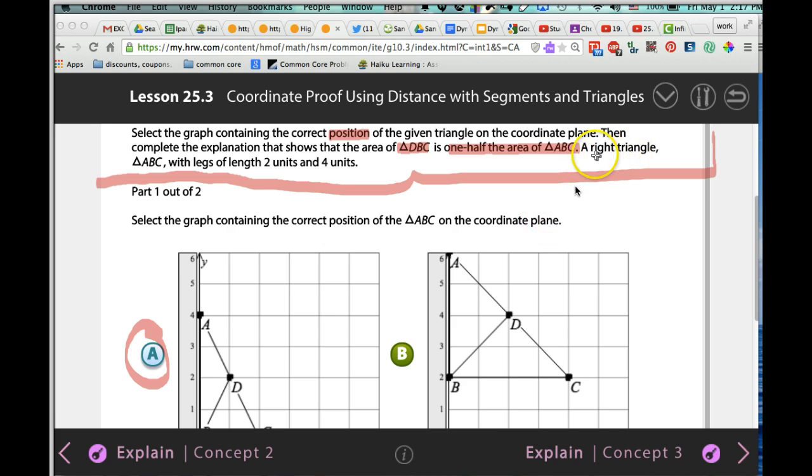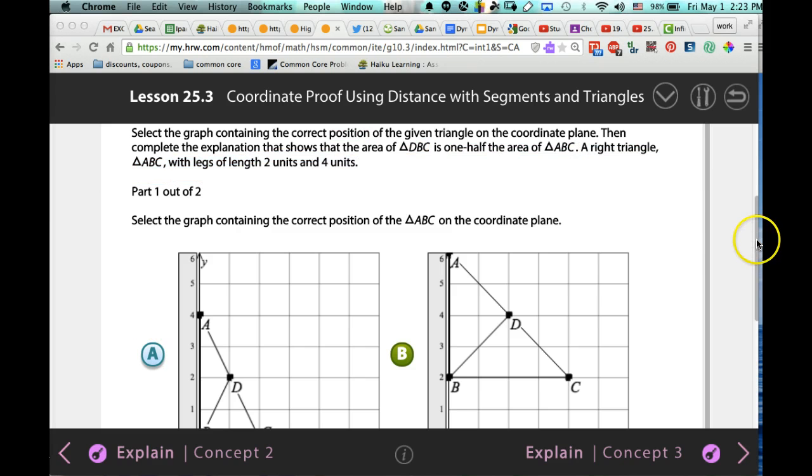And look, ABC is a right triangle with legs of length 2 units and 4 units. I'm going to highlight that with a different color because this is something that we have to remember when we are drawing our graph, right? So we have to draw a right triangle that looks like this. And then the leg length is 2 units and 4 units. Whether this is 2 and this is 4 or it's the other way around, it doesn't matter. But we have to make sure that one side is 4 and the other side is 2, right?